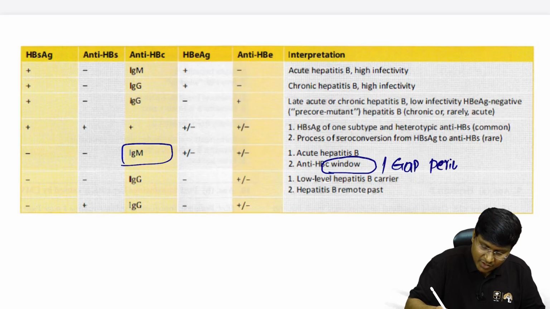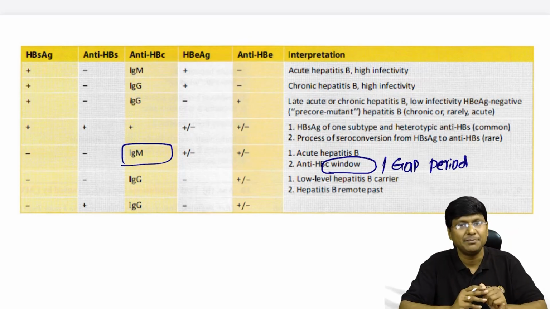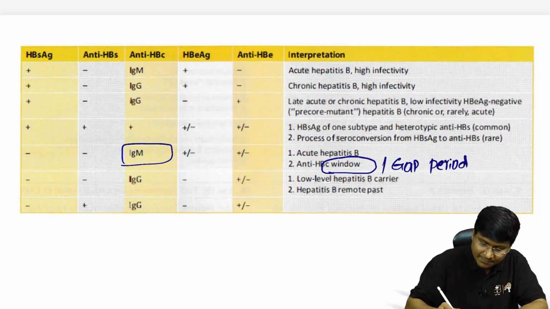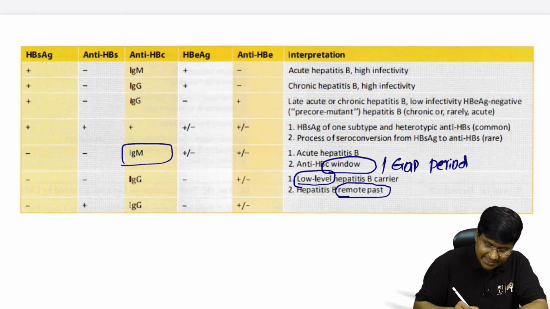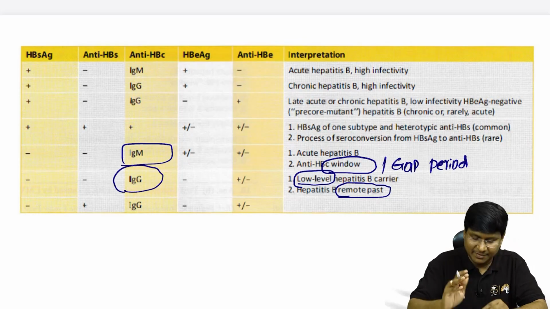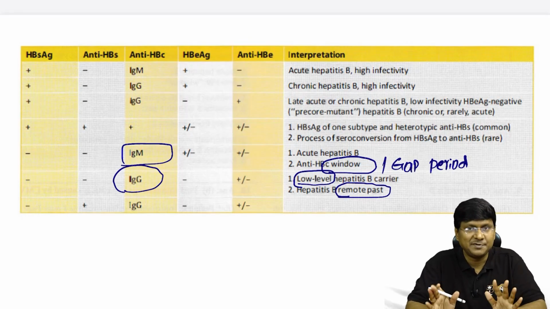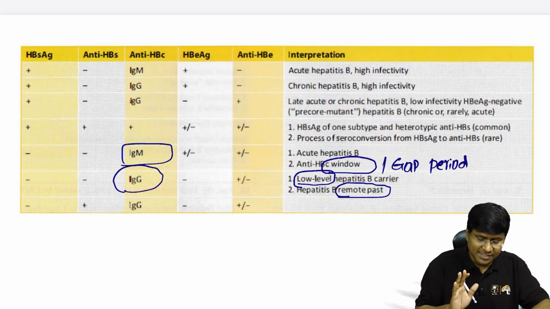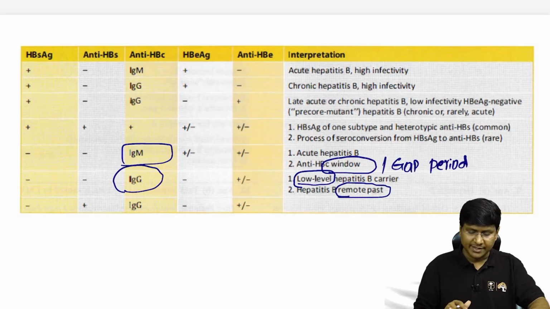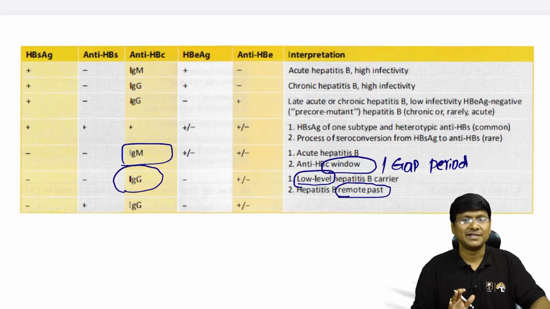So in the window period or gap period, only IgM will be positive. Whereas if the individual has a remote past infection, or is a low level hepatitis B carrier, it will be only IgG that will be positive, whereas HBsAg and anti-HBsAg will be negative. So this is a very important thing related to the serology of hepatitis B.